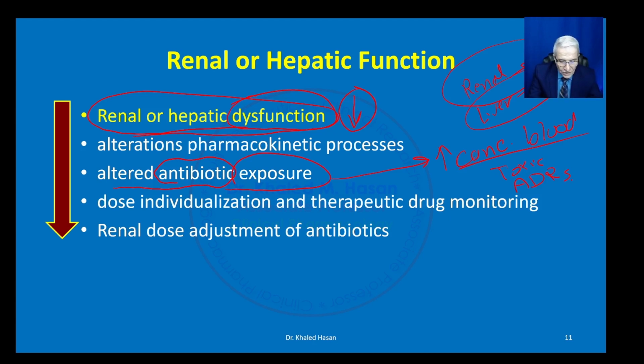Dose individualization and therapeutic drug monitoring. In this case, what we need to do is adjust the dose. We need to implement renal function tests and liver function tests to determine whether we need to adjust the dose for this patient. Do we need to adjust the dose for antibiotics? We have some examples in the next slides.